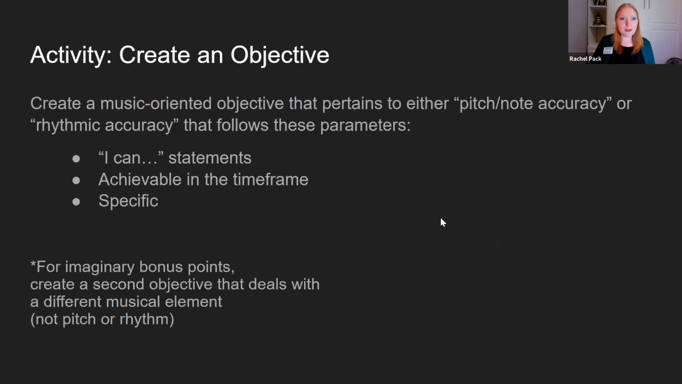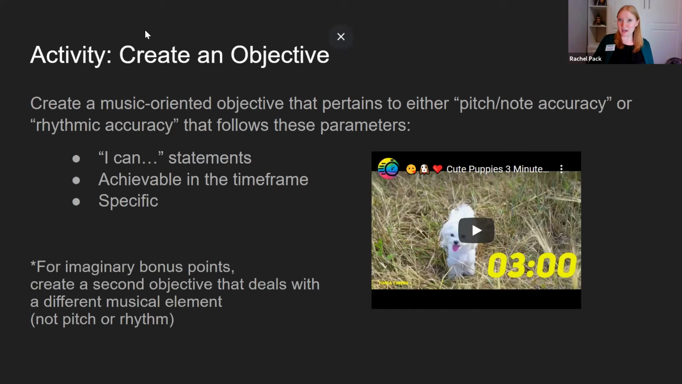Okay, so our next activity is going to be to create an objective. You are going to create a music-oriented objective that pertains to either pitch note accuracy or rhythmic accuracy. It needs to follow these three parameters: I can statements, achievable in the time frame, and specific.